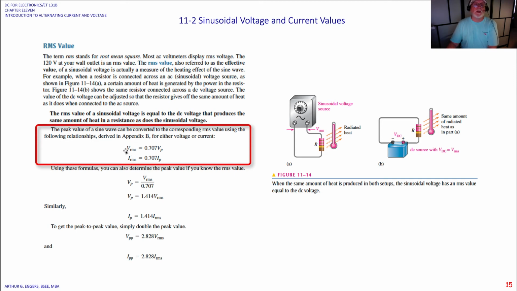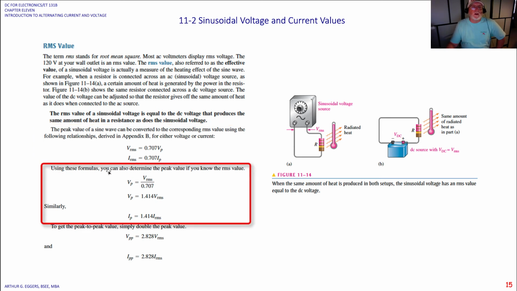So the RMS value is considered to be 70.7% or 0.707 of the peak value. The same thing with the amount of current. I can tell you now that that equals about 45 degrees when we start dealing with phasors. So we're using these formulas. You can also determine the peak value if you know the RMS value.